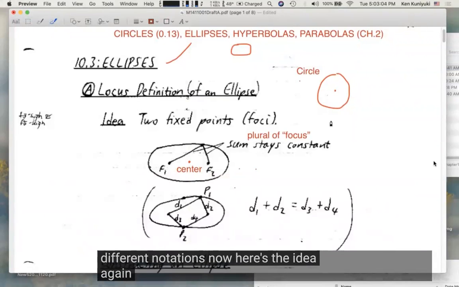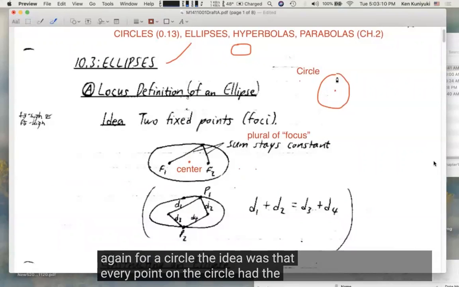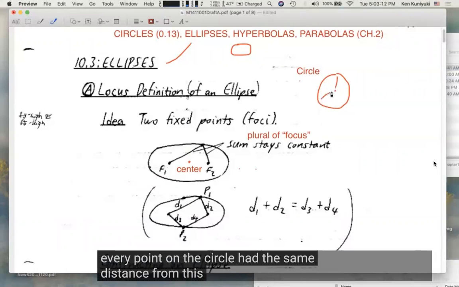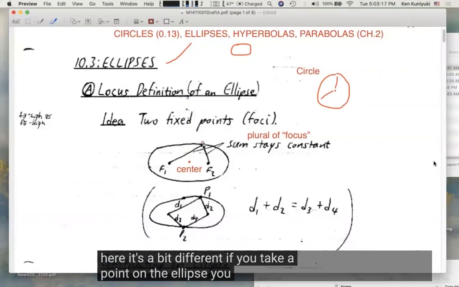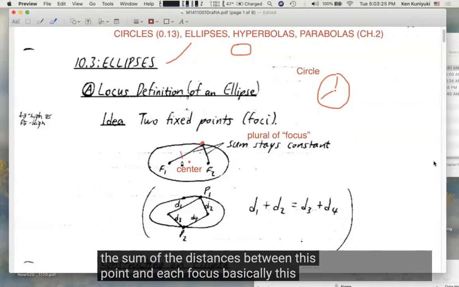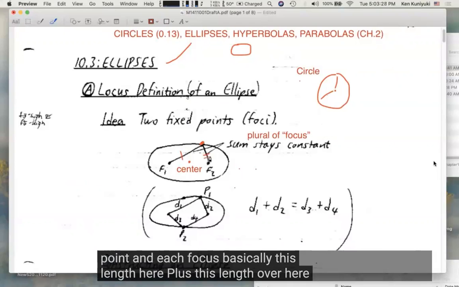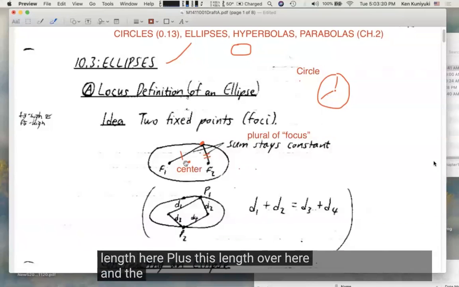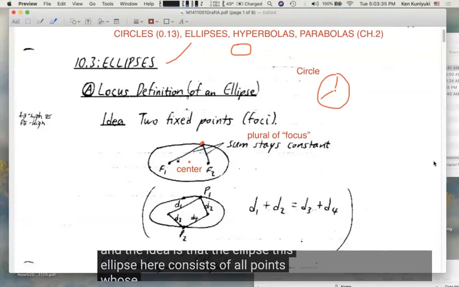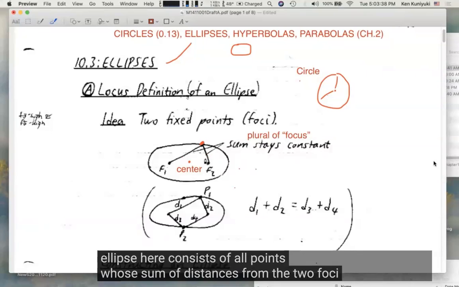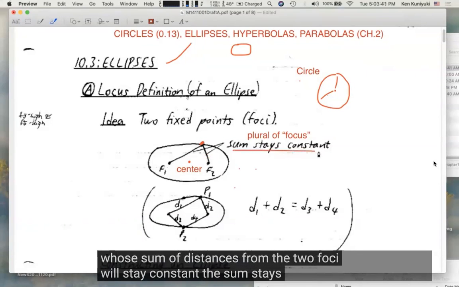Now here's the idea. Again, for a circle, the idea was that every point on the circle had the same distance from this fixed center. Over here, it's a bit different. If you take a point on the ellipse, you can consider the sum of the distances between this point and each focus. Basically, this length here plus this length over here. And the idea is that the ellipse consists of all points whose sum of distances from the two foci will stay constant. The sum stays constant.